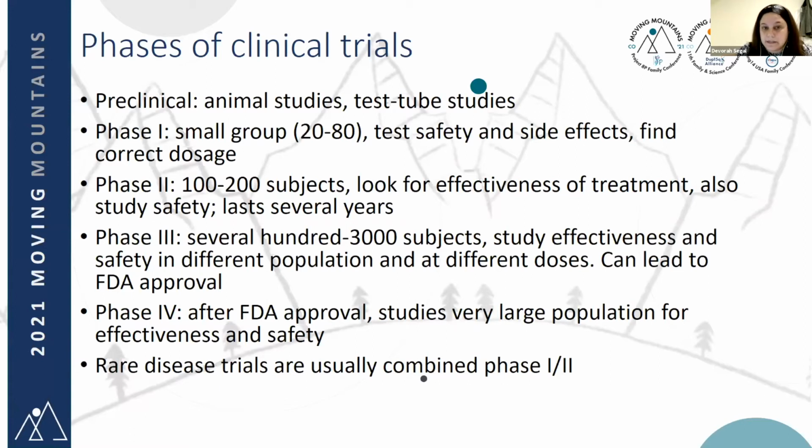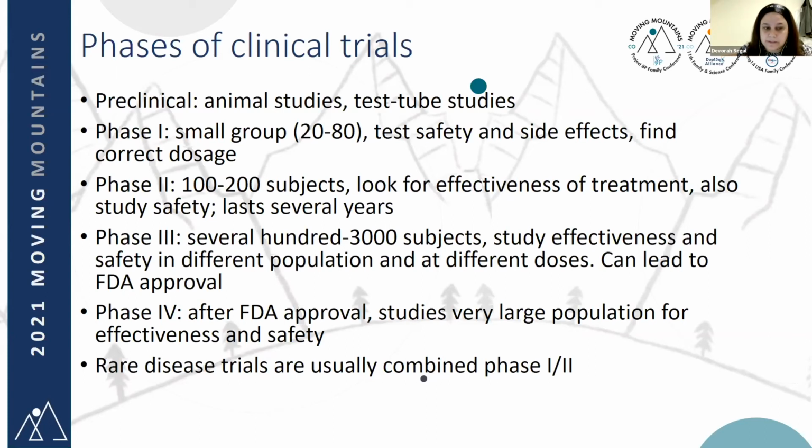Once it gets to people, the human subject stage, phase 1 is where there's a very small group, usually 20 to 80 people, and that's primarily used to test the safety and side effects. When there's a phase 1 trial, the researchers are not usually looking to see if the medication works. They're just looking to see if it's tolerated and if it's safe. And it's used to help find the correct dosage.